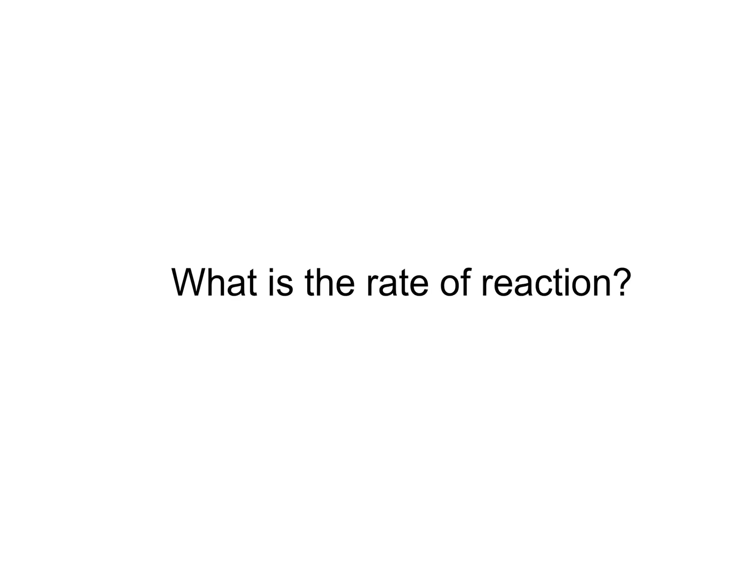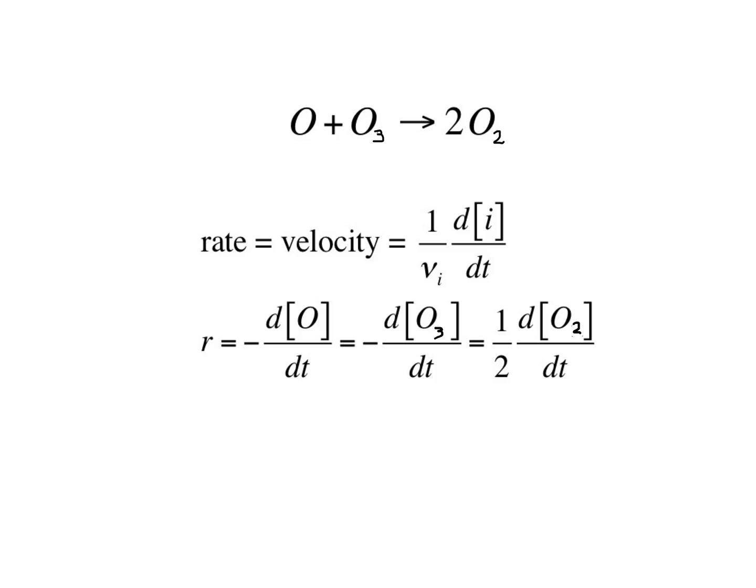Let's take a look at what we mean by the rate of reaction and how we can express that rate of reaction mathematically. As an example, let's look at the destruction of ozone in the stratosphere, which sometimes occurs with an oxygen radical. Remember that a rate is how fast something changes in time. In this case, since we're looking at a reaction rate, we're looking at how fast the concentrations change with time.